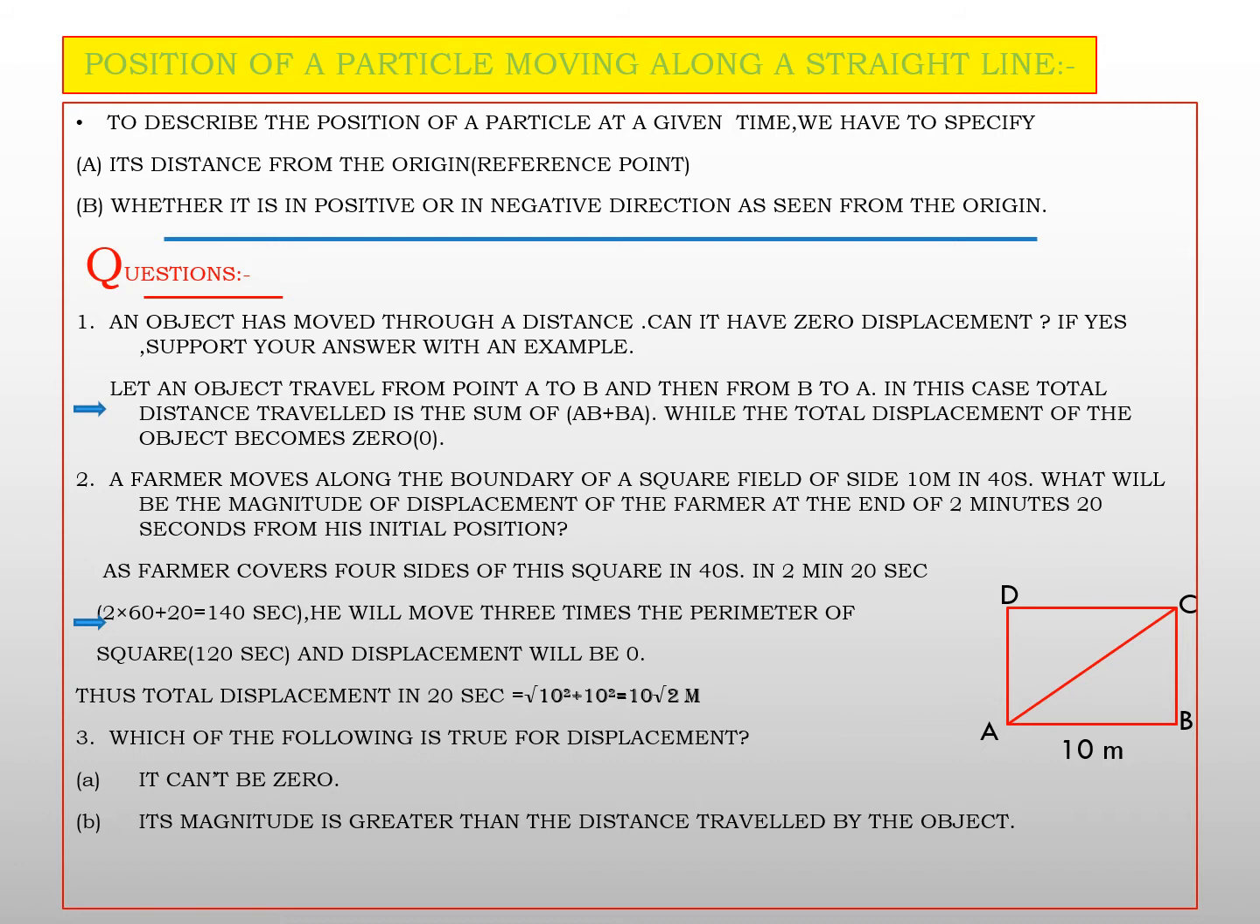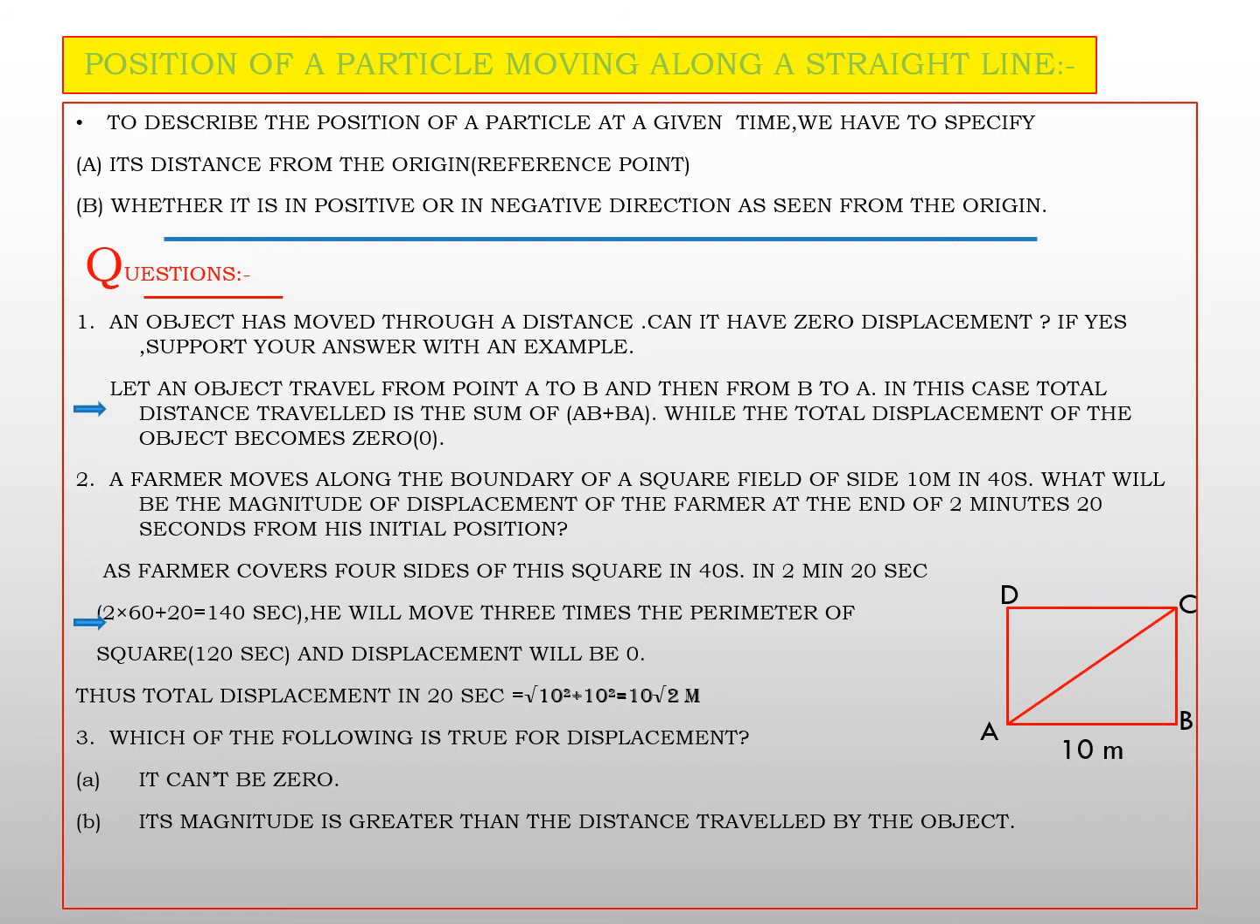Now we have some questions. An object has moved through a distance. Can it have zero displacement? If yes, support your answer with an example. I have provided the answer: let an object travel from point A to B and then from B to A. In this case, the total distance traveled is the sum of AB plus BA, while the total displacement becomes 0.